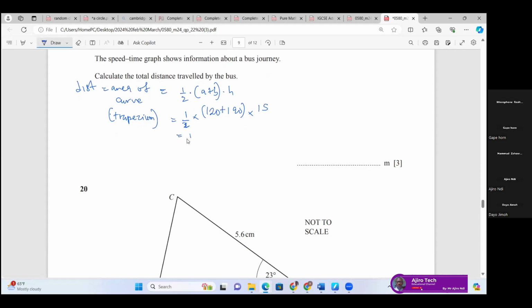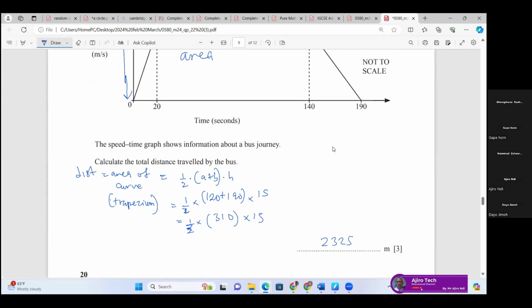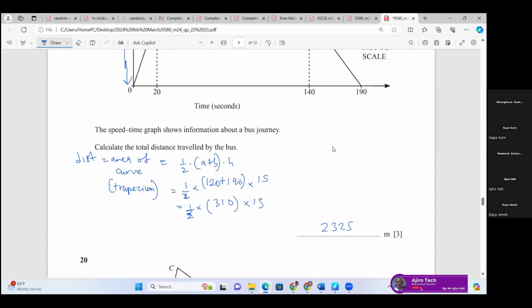So if I add those two together, I'm going to get 120 plus 190, 110 plus 200, 310 times 15. So therefore, my answer will be 2325 meters. That will be the answer if you multiply that. Okay?